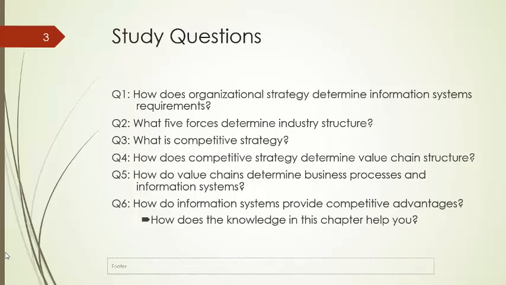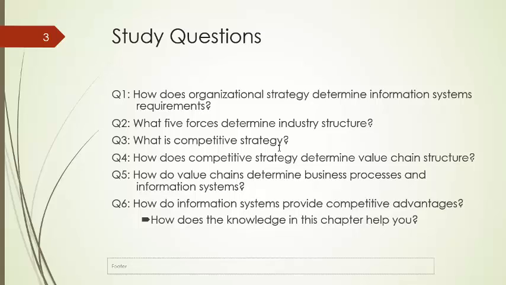So some questions that you should be able to answer by the time you finish this video and read the book is, how does organizational strategy determine information systems requirements? What 5 forces determine industry structure? That 5 forces is coming from Porter's 5 forces model for strategy, and you'll probably see it again throughout your academic career, and that relates to looking at competitive strategy. So there's different models, and one model that's been around for a long time is this 5 forces model.